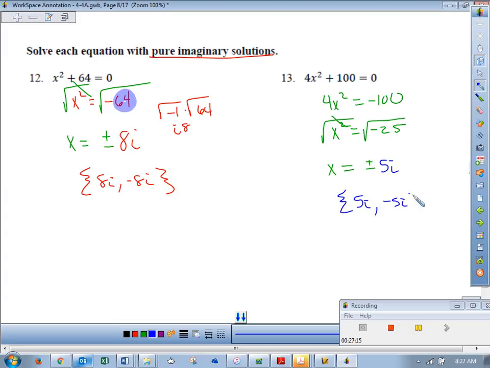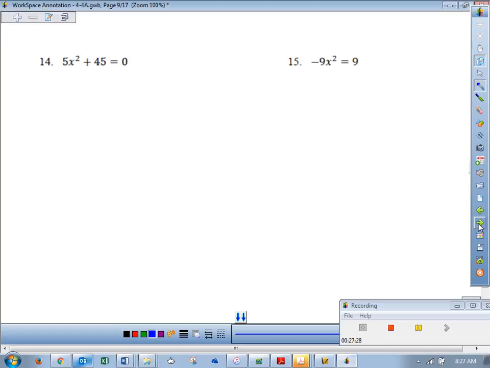If I graph this, would it be a parabola? Yes. How many places does it cross the x-axis at? No places, because there are no real solutions to this. Cool. Next guy. Let's get x squared all by himself. 5x squared equals negative 45, correct?